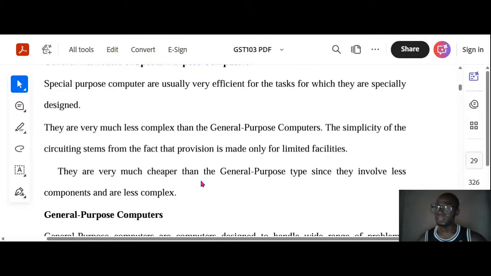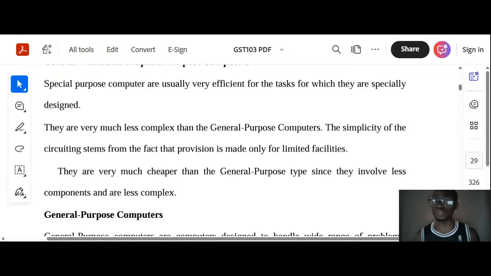So now, they are very much cheaper than the general purpose type, since they involve fewer components and are less complex. You may think they should be costlier, but they are the cheaper ones. They are cheaper than the general purpose. I think the reason is, since it's only one thing it can do, it becomes easy. They only design them for this particular thing, and that is the only thing they'll be able to do. That is the main reason why they are cheap.